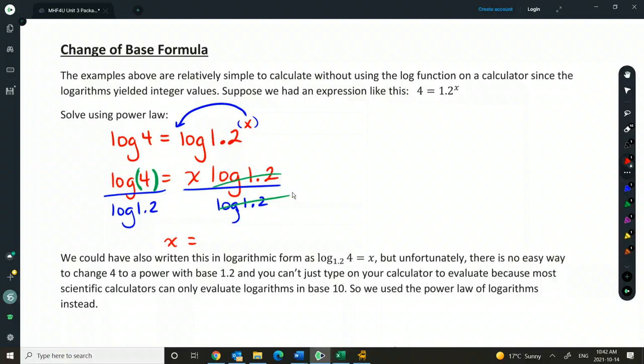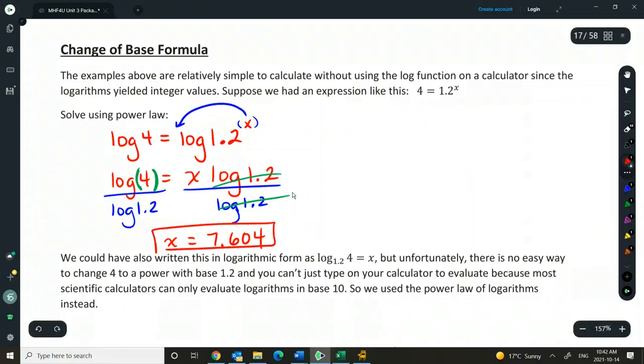What'd you get, Matt? 7.603. Anyone else? How many decimal points do you list? Let's go to thousandths. We'll do 3 decimals. So does it round up? 7.604. Okay. Everyone else got the same thing though? Okay. 7.604.